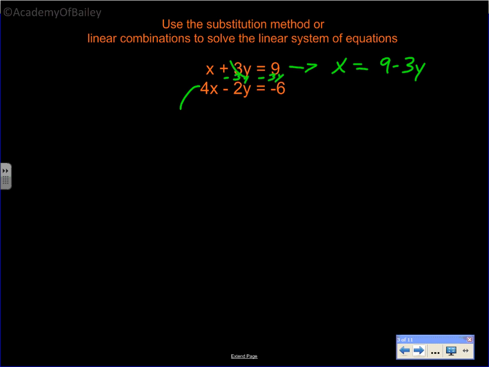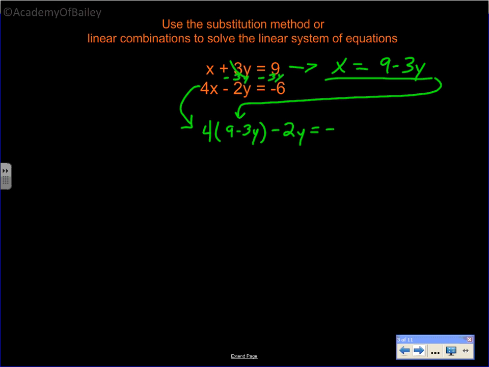And now in this second equation here, 4 times x. Well, what's x? It is 9 minus 3y. And then we bring down the rest. Negative 2y is equal to negative 6. So the whole reason for doing that is now we only have one variable. We have that variable of y.